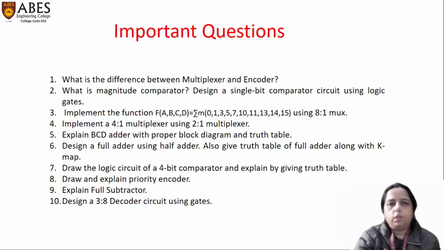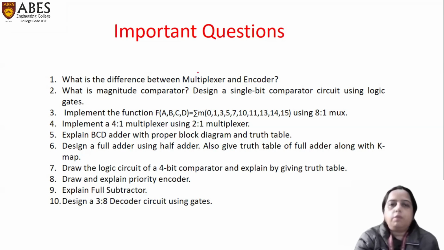So the very first question is, what is the difference between multiplexer and encoder? As we have already discussed in the previous lectures, a multiplexer is a combinational circuit in which we have n selection lines, 2 to the power n inputs and one output. In case of an encoder, we do not have any selection line. So the basic difference is that in a multiplexer we select one of the inputs, while in an encoder we encode the digits. Rest, all the details have already been discussed.